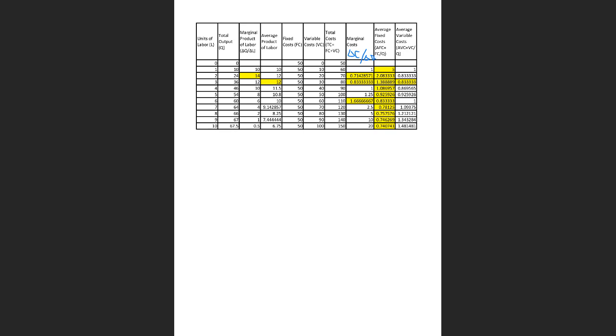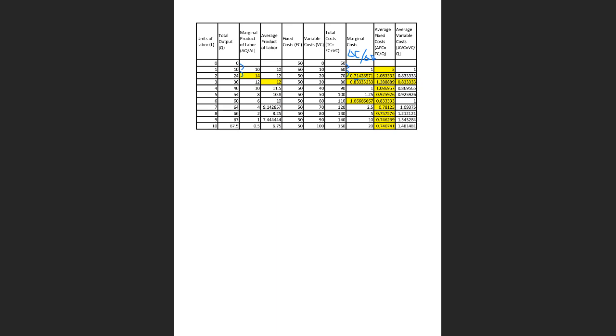So going from, say, 0 workers to 1 worker, my costs increase by 10. My production goes up by 10. So 10 divided by 10 is 1. In the next case, my costs go up by 10, but my production goes up by 14. 10 divided by 14 is that 0.714 figure.